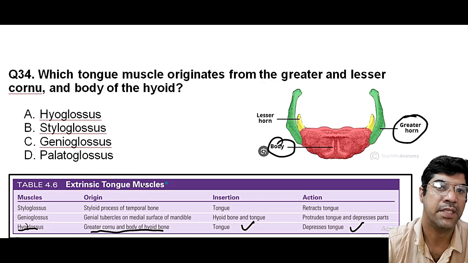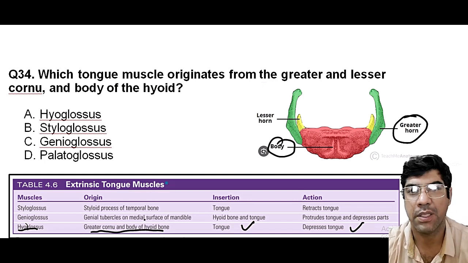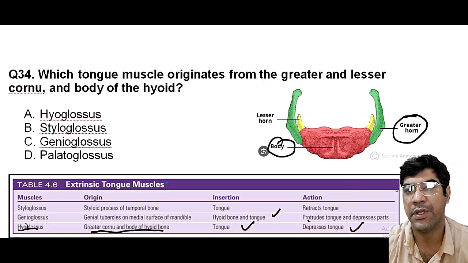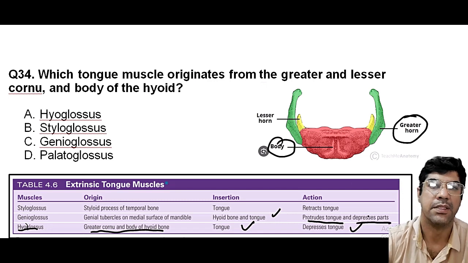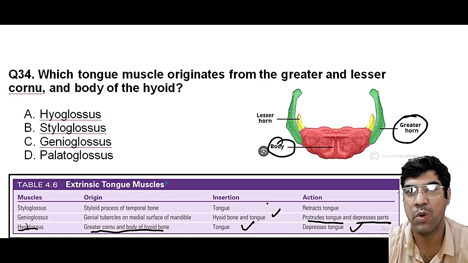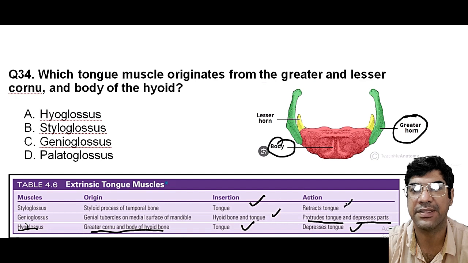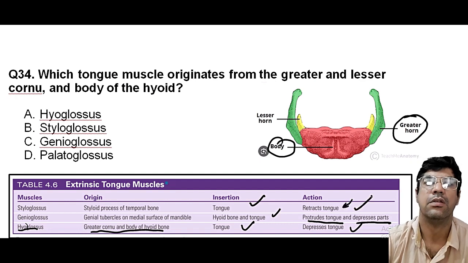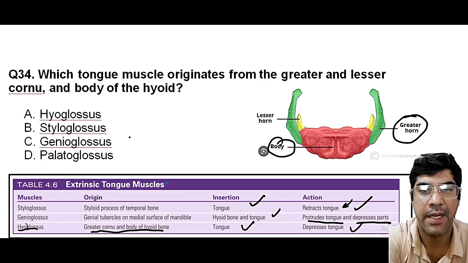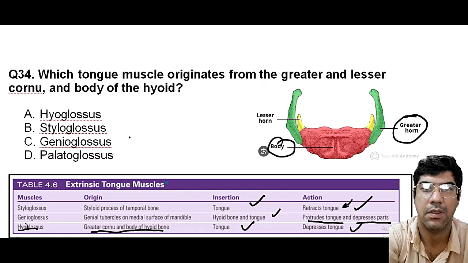Genioglossus: its origin is from the genial tubercle on the medial surface of the mandible. Inserted into the hyoid bone and tongue. Action is it protrudes the tongue and depresses the tongue. Styloglossus: origin is styloid process of temporal bone. Insertion into tongue. Action is it retracts the tongue. So remember this table, very important from your entrance exam point of view.